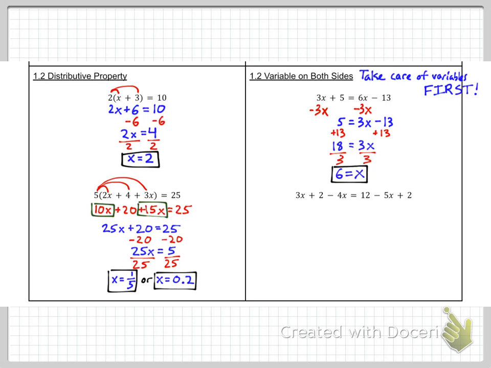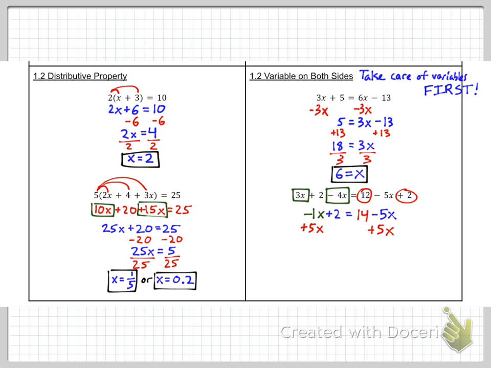All right, there are a few different ways to do this. You could combine like terms first, or you could eliminate all the variables from one side first. I'm going to combine like terms first because I think it makes it a little bit easier. So 3x and negative 4x become negative 1x, and the 12 and the 2 get combined to become 14.